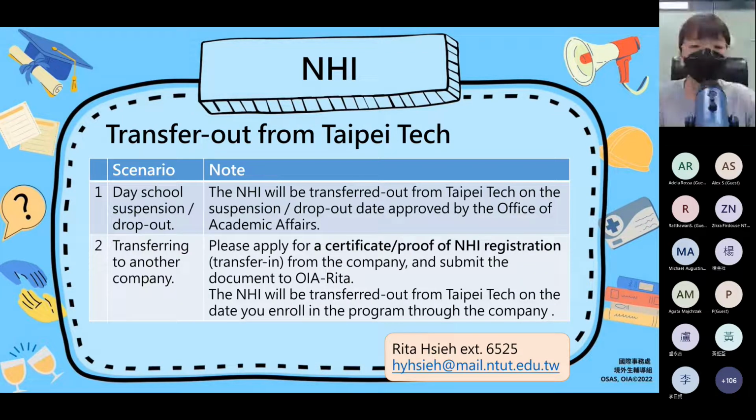The last thing: in the future, if you need to transfer out from Taipei Tech, first, if you apply for suspension or dropout, the NHI will be transferred out from Taipei Tech on the suspension or dropout date approved by the Office of Academic Affairs. And if you have a job in the future, please apply for a certificate or proof of NHI registration from the company and submit the document to me. The NHI will be transferred out from Taipei Tech on the date you enroll in the program through the company.